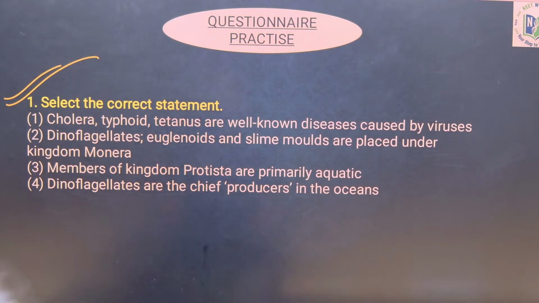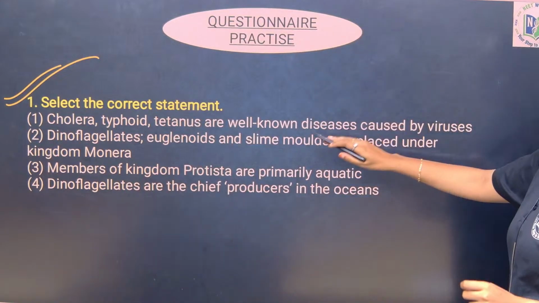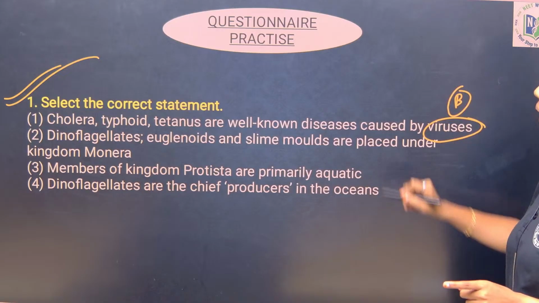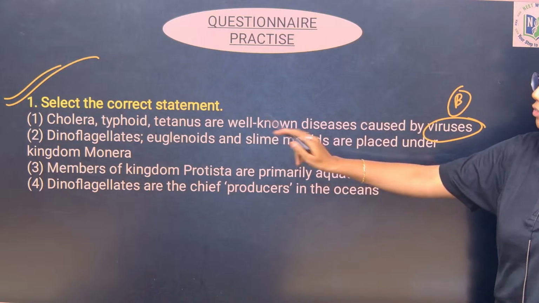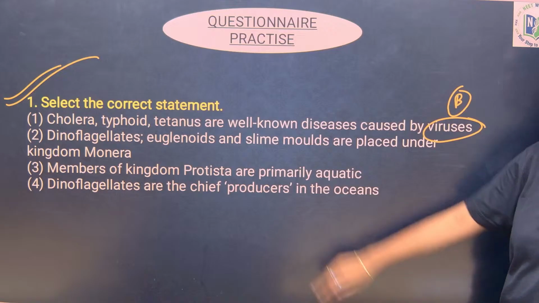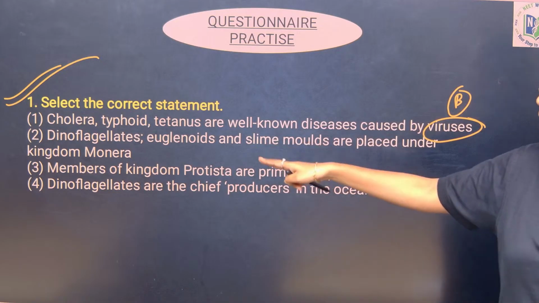Very good. Why is the first option wrong? Cholera, typhoid, tetanus are well known diseases caused by bacteria, not by viruses. Okay. Cholera is by Vibrio cholerae. Typhoid, Salmonella typhi. Tetanus, forgot, right? Very good. I have given no, right? Harmful bacteria. Revise them again.